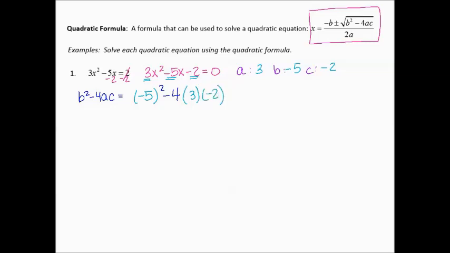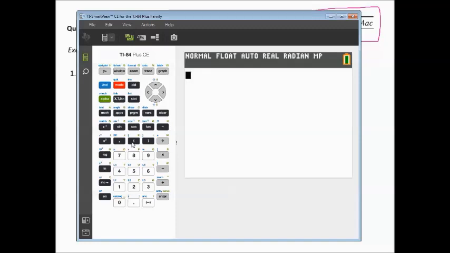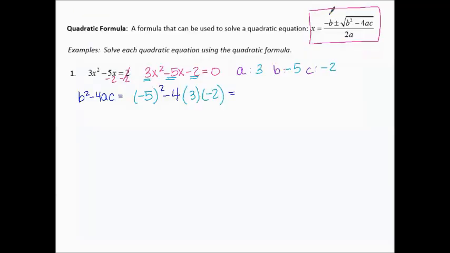And you can just go ahead and type that right into your calculator. So I can have parentheses, negative 5 squared minus 4 times 3 times negative 2. Okay, and then I hit enter and I get 49. So that piece is going to be 49. What goes under the radical here is going to be 49.